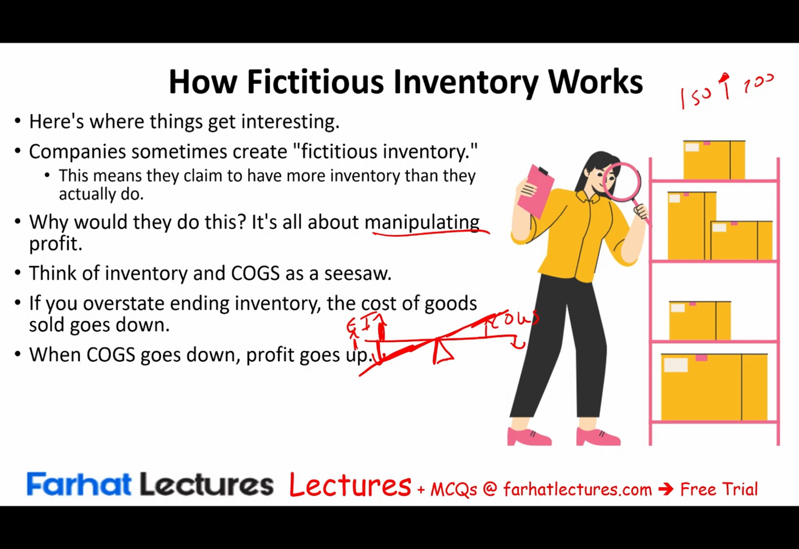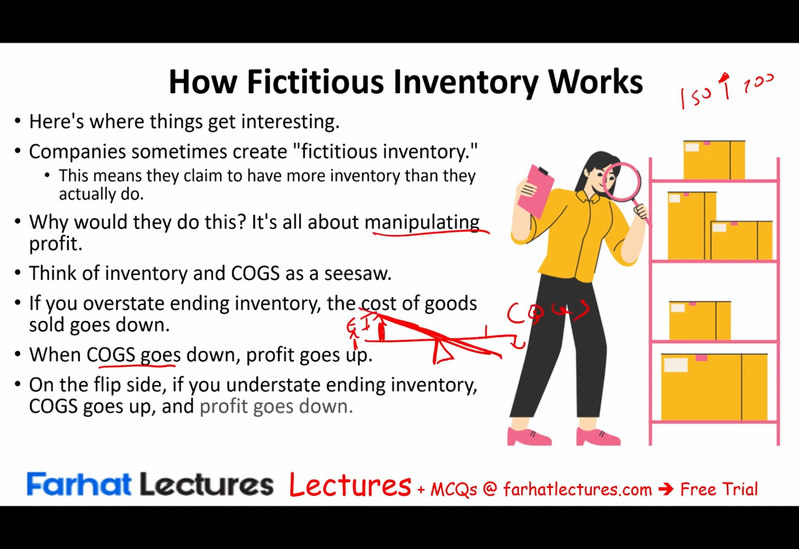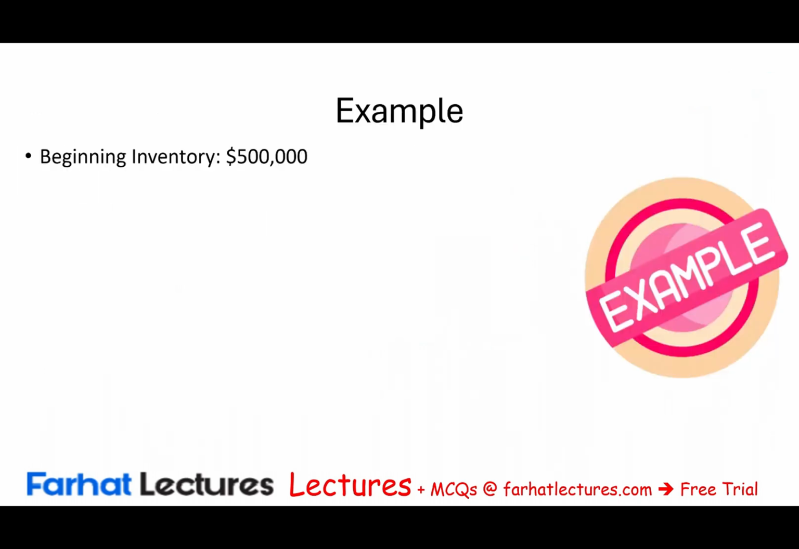So when cost of goods sold goes down, profit goes up. So simply put, if we want the profit to go up, we claim that we have more ending inventory, and this is going to bring cost of goods sold down. On the flip side, if we understate ending inventory, the profit goes down. It's a zero-sum game. Now let's take a look at one more example with numbers.